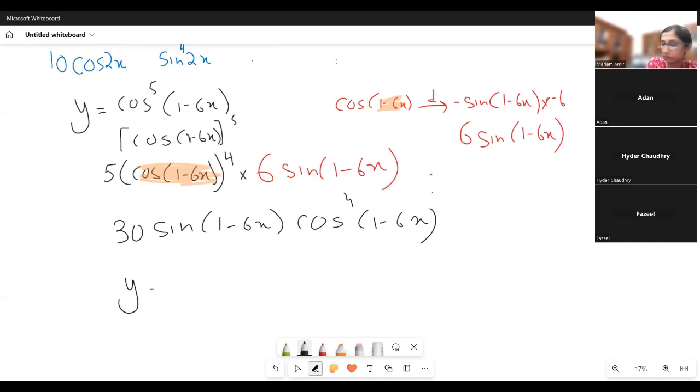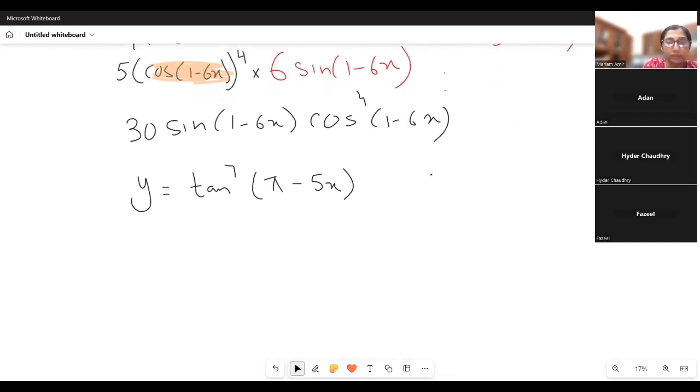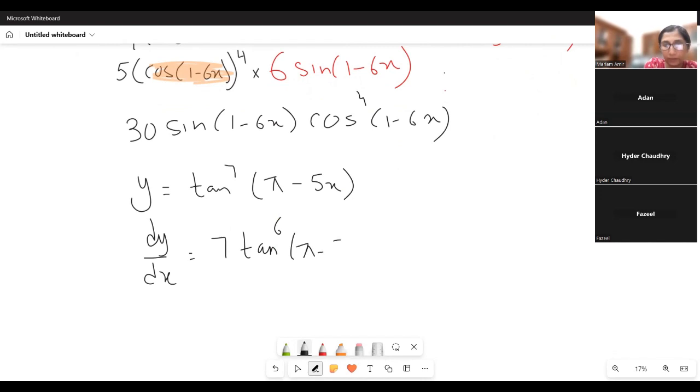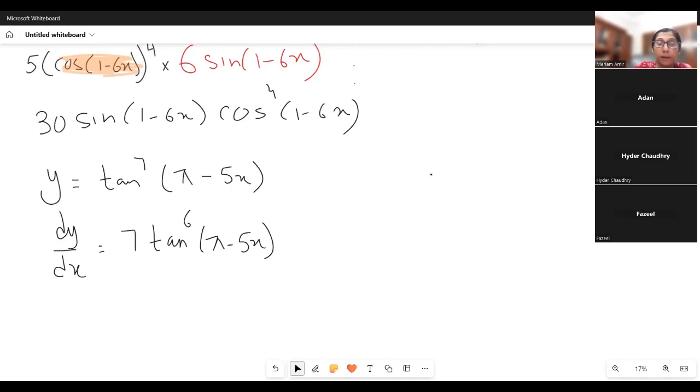Another one. Y equals tan power 7 pi minus 5x. Okay, dy over dx would be 7 comes down, then tan power 6 pi minus 5x. All right. Then we derivate tan pi minus 5x again. Let me just rewrite it like this first. Tan pi minus 5x power 7.